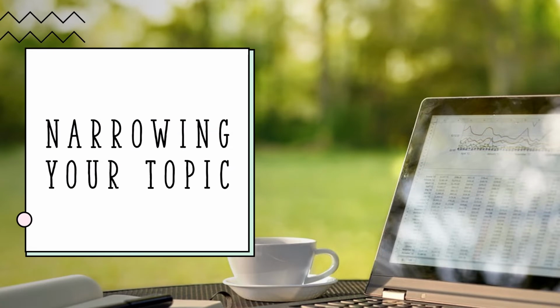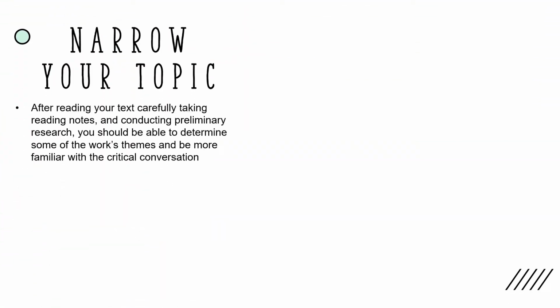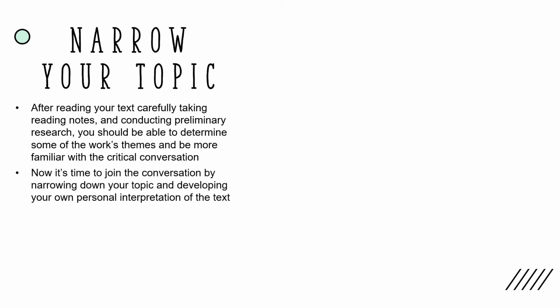The next step of the research process is to narrow down your topic and write a working thesis. After reading your text carefully, taking reading notes, and conducting preliminary research, you should be able to determine some of the work's themes and be more familiar with the critical conversation on your topic. Now it's time to join the conversation by narrowing down your topic and developing your own personal interpretation of the text.